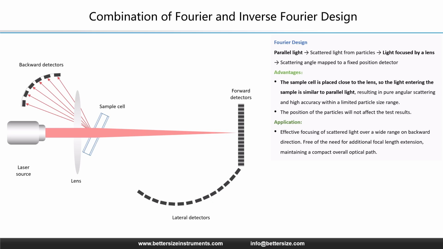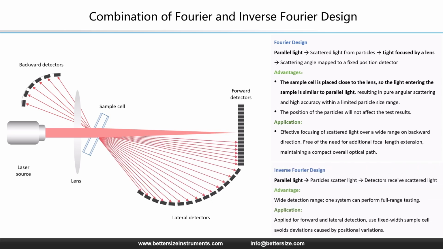Next, we utilize the inverse Fourier design for the frontal and lateral detectors. By positioning the lens before the sample cell, we generate a focused beam that allows these detectors to capture signals across a broad angular range without obstruction.